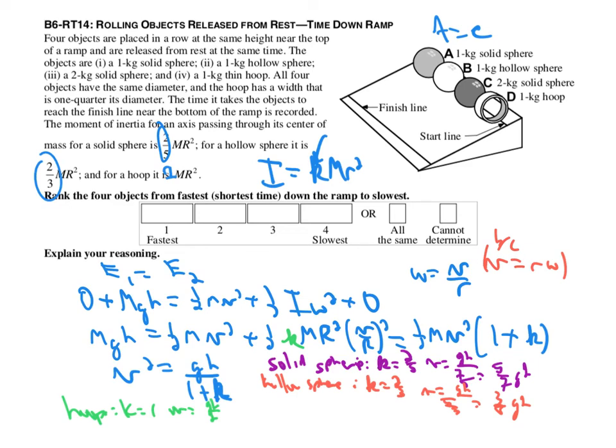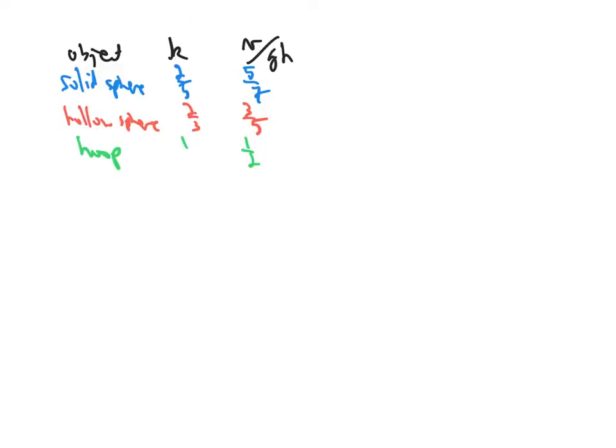Now remember that since this is true at every height, basically the object that has the faster speed at the bottom has the faster speed throughout and therefore gets there earliest. So we really just want to rank this by speeds. And we can see that the solid sphere is faster than the hollow sphere, which is faster than the hoop.